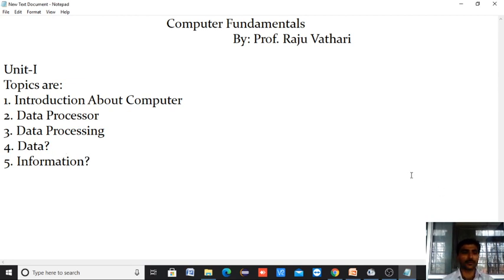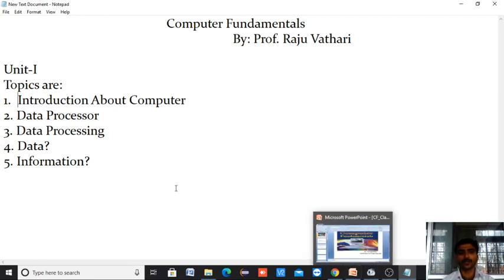So first one, the introduction about computer. What do you mean by introduction? What do you mean by computer? How did it come about, and what do you mean by data processor? What do you mean by data processing? What is the diagram for data processing? What is data? What is information? These are all the things we are going to discuss today. Okay, let us start the introduction of computers. So what do you mean by computers?